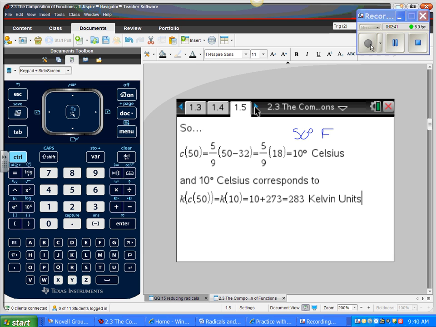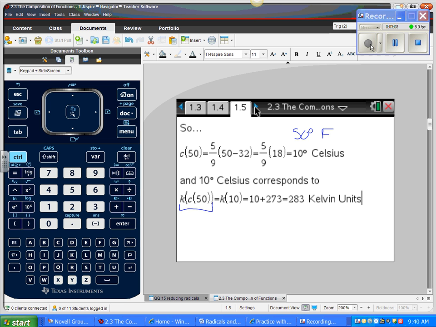So we take that and plug it into our K of C of T function. So K of C of 50, which is our Fahrenheit, so we have K of 10, because there's our Celsius, equals 10 plus 273. And that gives us 283 Kelvin units. So it was this two-step process. We had to go from Fahrenheit to Celsius and Celsius to Kelvin.